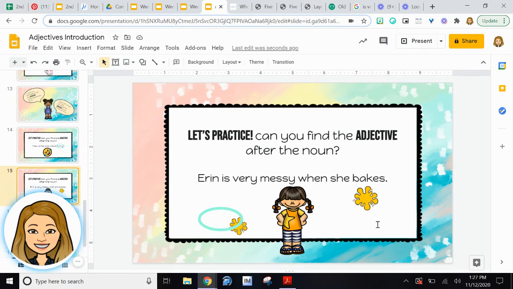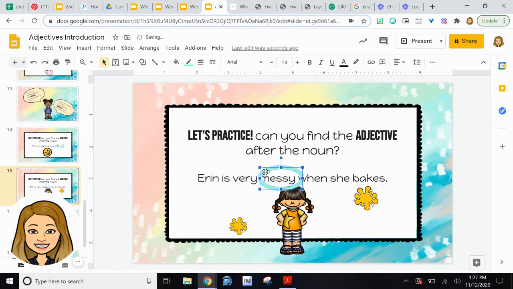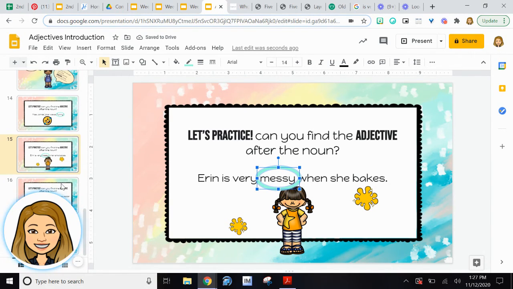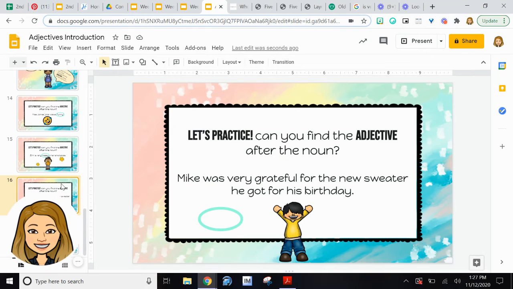Let's try another one. Erin is very messy when she bakes. I found it. Messy. That's describing how Erin is when she bakes. She's messy.